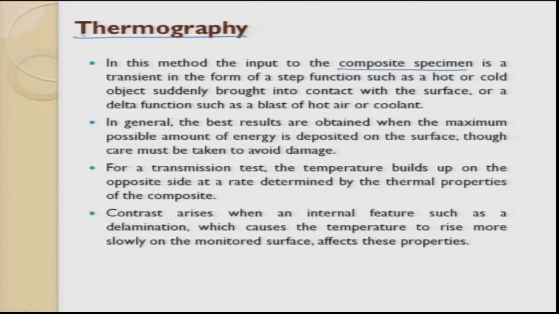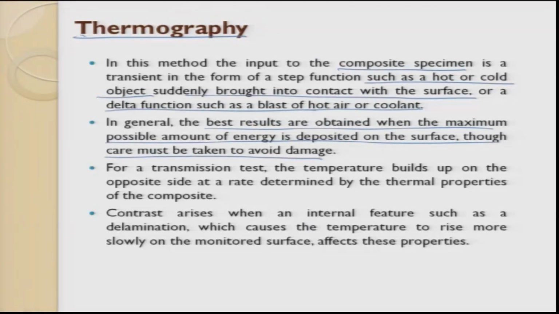What we do is take a composite specimen, and there is a heat source which we apply, forced air or light thrown on top of the surface, and then we record the decline in the heat loss. The input to the composite specimen is a transient in the form of a step function, such as a hot or cold object suddenly brought in contact with the surface, or the delta function of the air. Whatever it is, the hot blast air which is coming out is slowly recorded. The best results are obtained when the maximum possible amount of energy is deposited on the surface, and you should make sure that the heat you apply does not damage the surface.